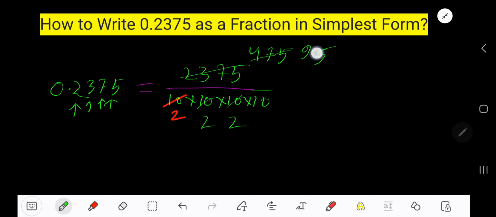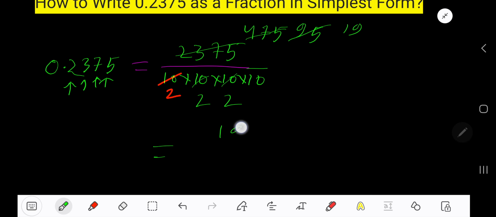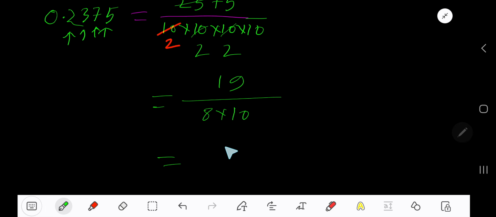You will get 2, and what will you get? 5 goes into 9, 1 time. 1 times 5 is 5, and 9 minus 5 is 4. You will get 19. So we have 19 over 2 times 2 is 4, 4 times 2 is 8, 8 times 10 is 80. So 19 divided by 80. 19 is not divisible by any of these.